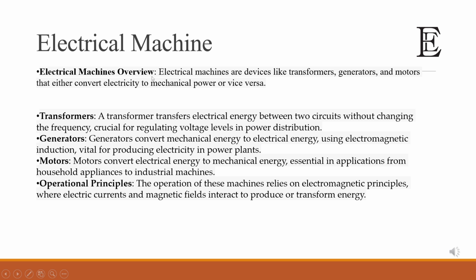Electrical machines overview. Electrical machines are devices like transformers, generators, and motors that either convert electricity to mechanical power or vice versa. Transformers. A transformer transfers electrical energy between two circuits without changing the frequency, crucial for regulating voltage levels in power distribution. Generators. Generators convert mechanical energy to electrical energy using electromagnetic induction, vital for producing electricity in power plants. Motors. Motors convert electrical energy to mechanical energy, essential in applications from household appliances to industrial machines.